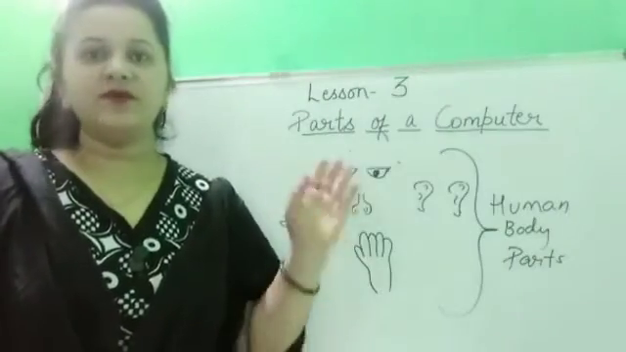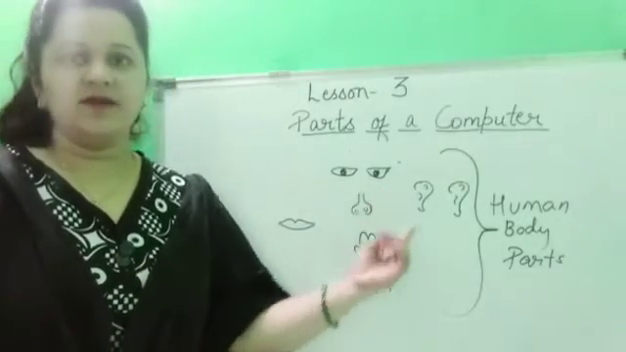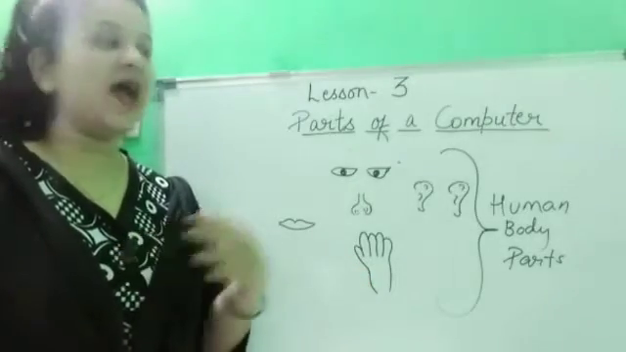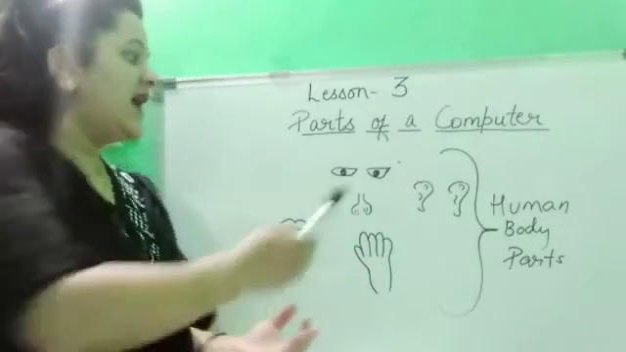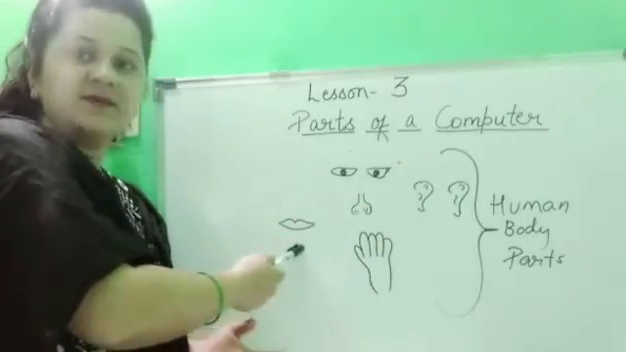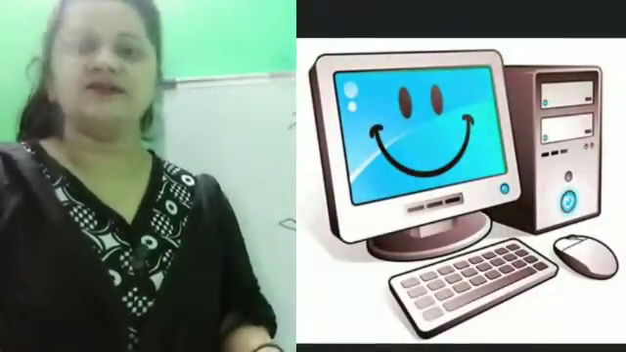Now children, before starting this chapter, let me give you an example. See children, here are the pictures of some human body parts. Our body has different parts like eyes, nose, ears, hands, lips. In the same way, a computer also has different parts.